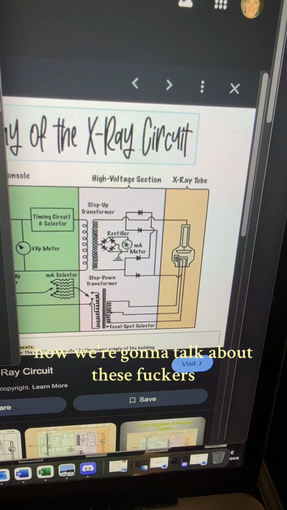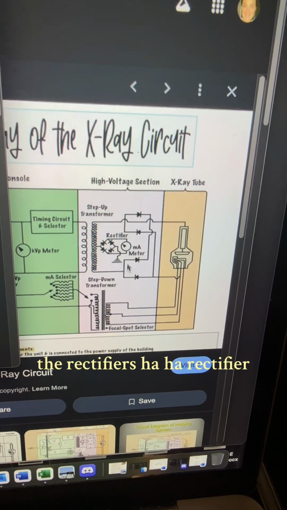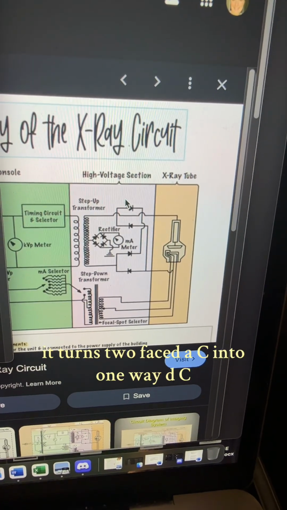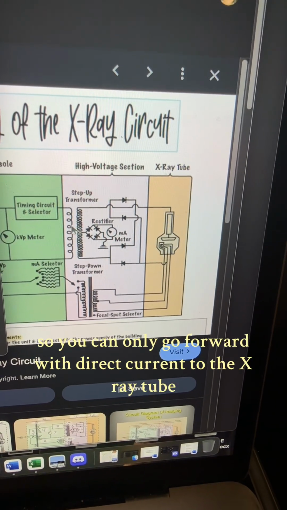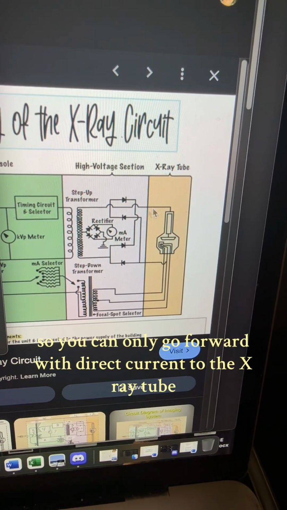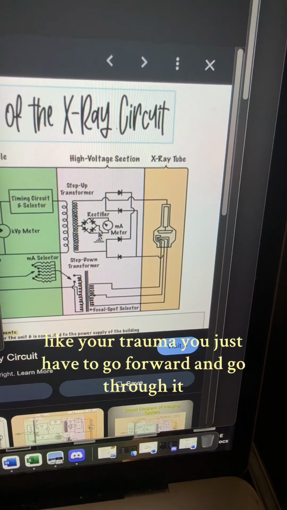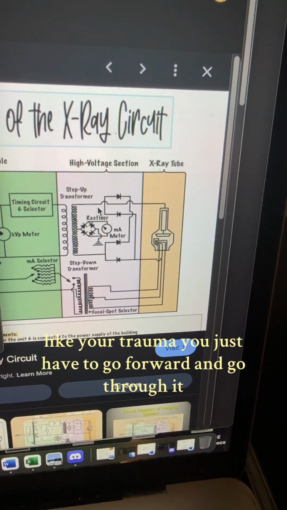Now we're going to talk about the rectifiers. Rectifier, I hardly know her. It turns two-phased AC into one-way DC because the tube has commitment issues. So you can only go forward with direct current to the X-ray tube. Like your trauma, you just have to go forward and go through it.